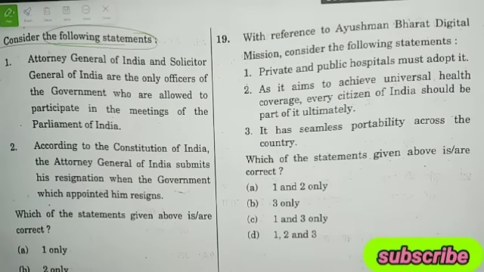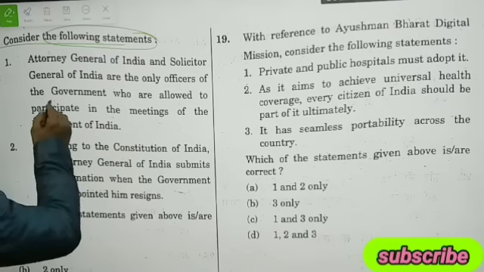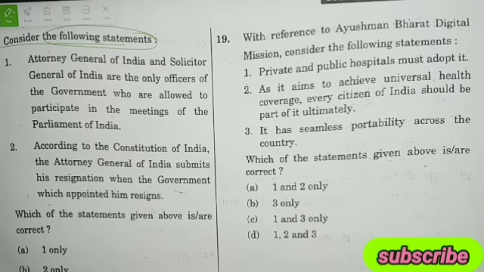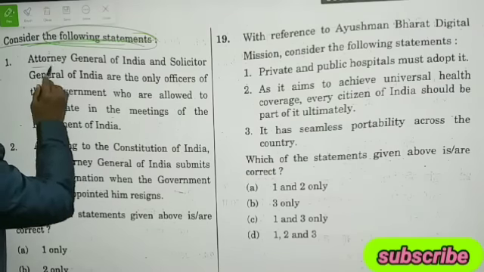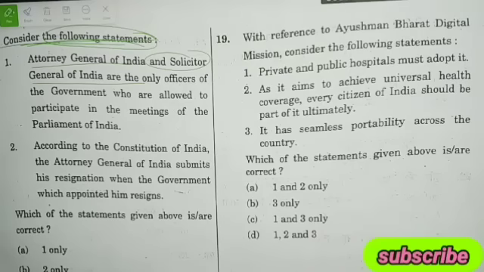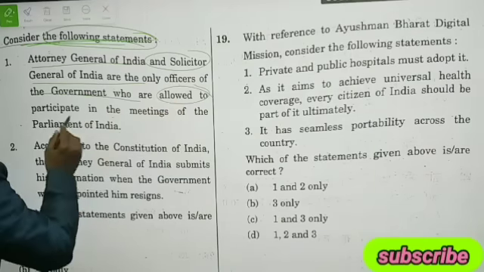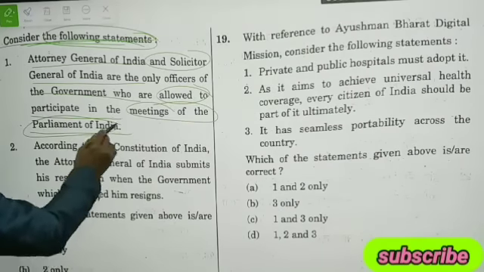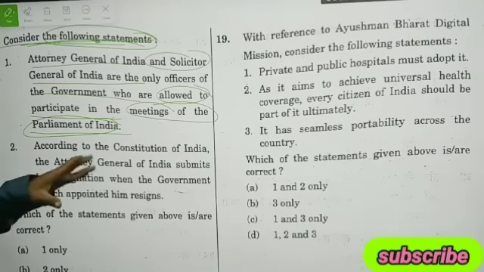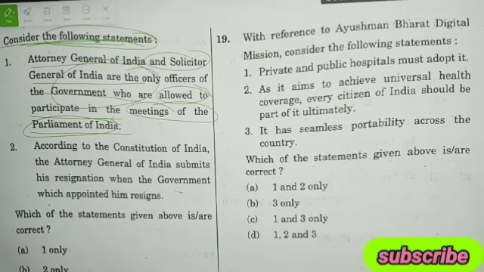Consider the following statement. The Attorney General of India and the Solicitor General of India are the only officers of the government who are allowed to participate in the meetings of Parliament of India. Ministers are allowed in Parliament meetings, not officers.